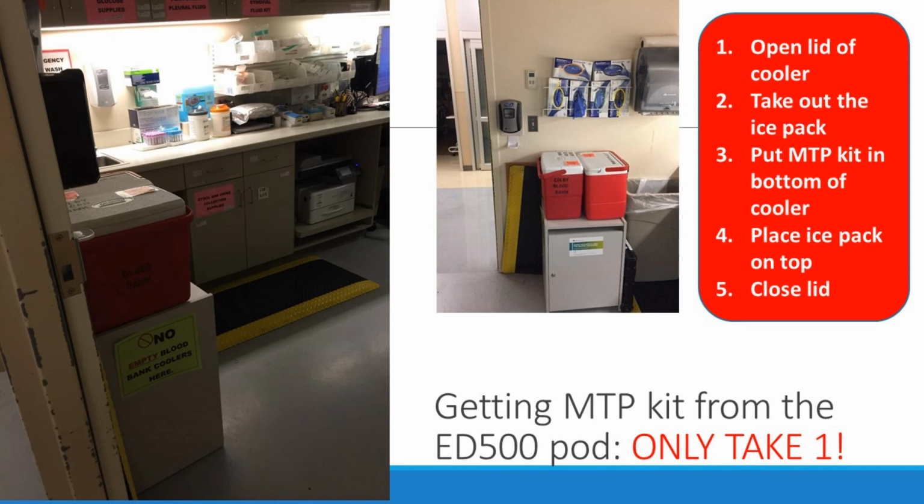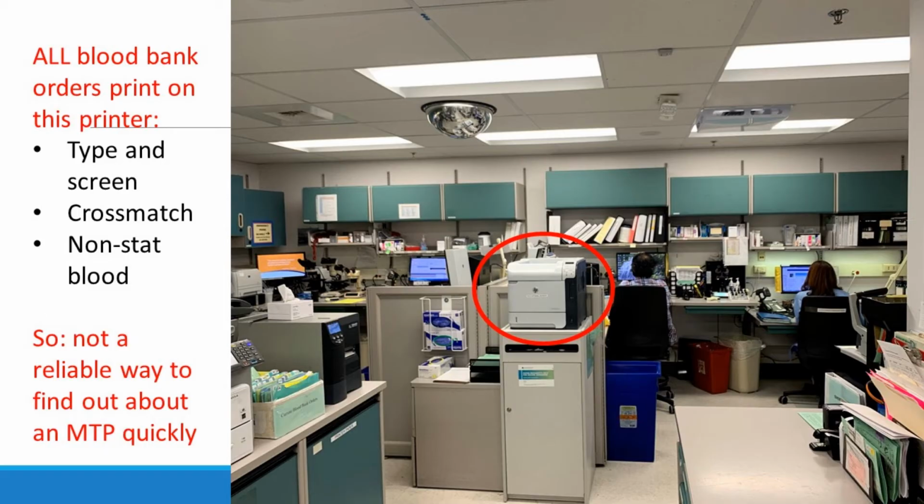So after you take that 1, you'll be working directly with the blood bank to get more blood products. Like I said before, it's extremely important that you call the blood bank when MTP is initiated. All blood bank orders print on that printer. You can see the red circle around it. It just prints an order. There's no call. They don't know that an emergency situation is happening and you've initiated an MTP unless someone calls. It will just sit on the printer until they get it with their routine stuff. So there's no really reliable way to find out about an MTP quickly without that call.